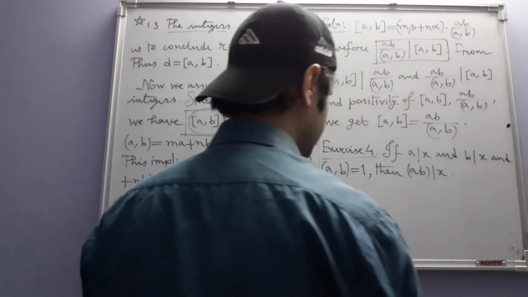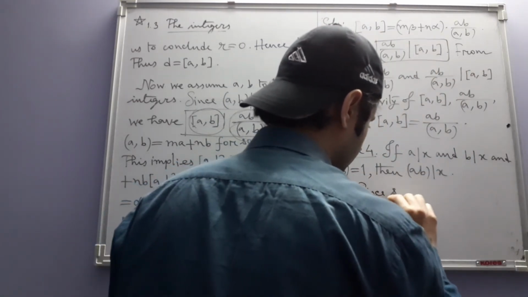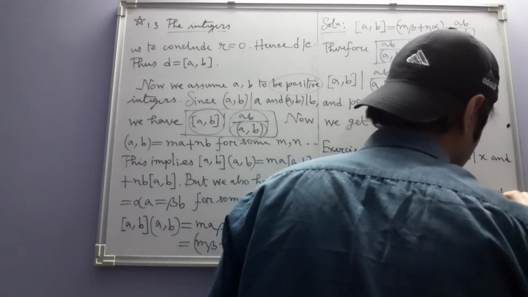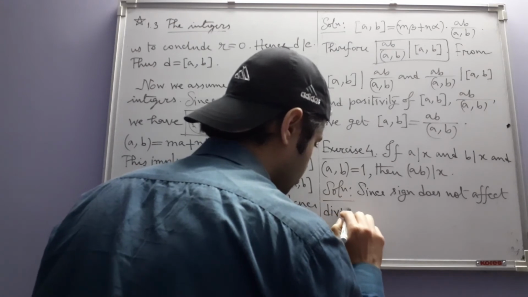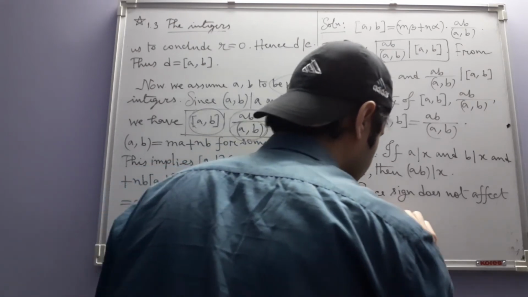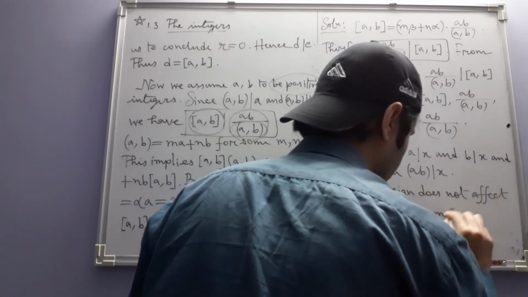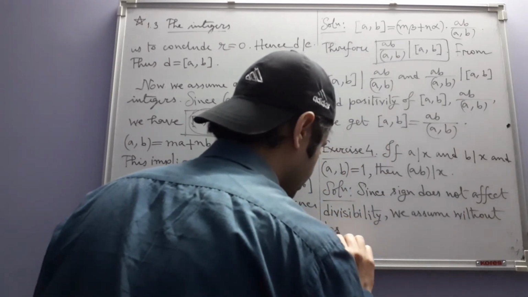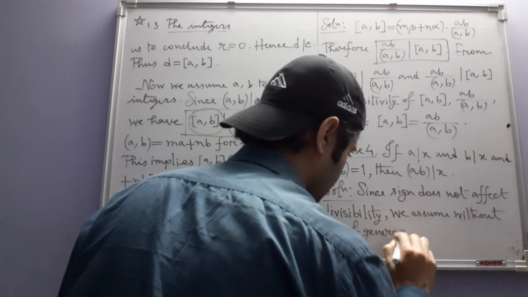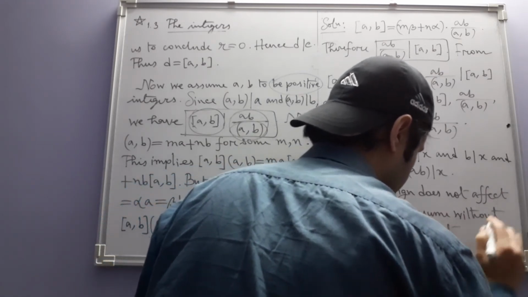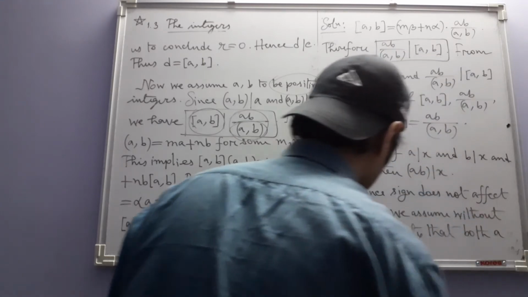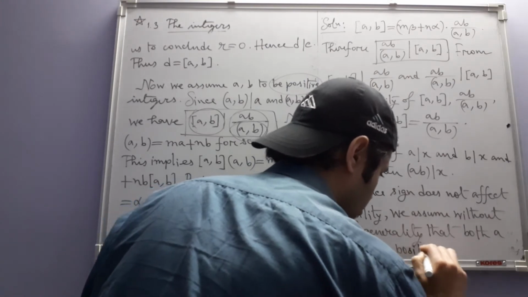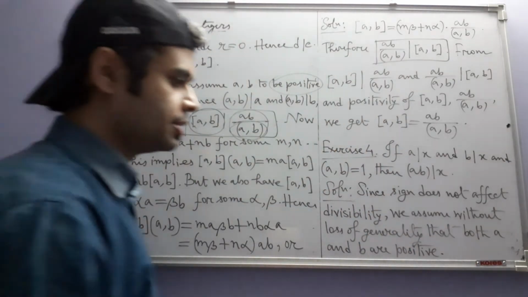So we are going to write something like this. Since sign does not affect divisibility, we assume without loss of generality that both A and B are positive. Okay, we can assume this.